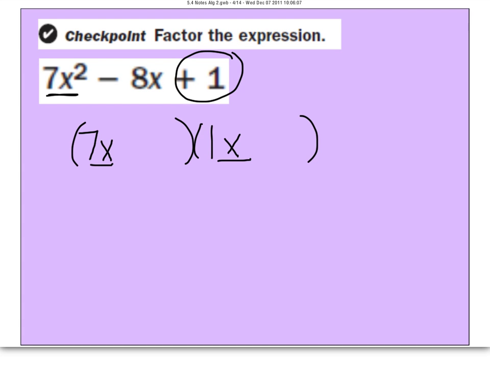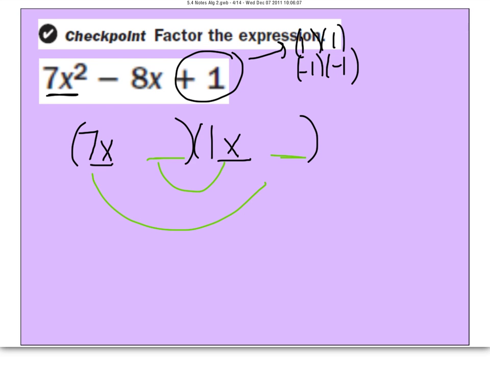Factors that get me positive 1, there are two sets. It's either 1 times 1, or it could be negative 1 times negative 1. Now I have to place them right here such that when I check the 2, I get negative 8x. So be thoughtful on this one. I have to get a negative 8x.